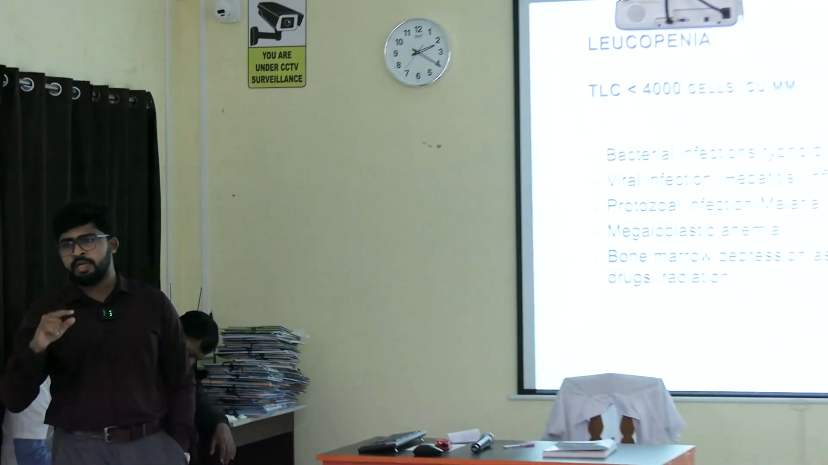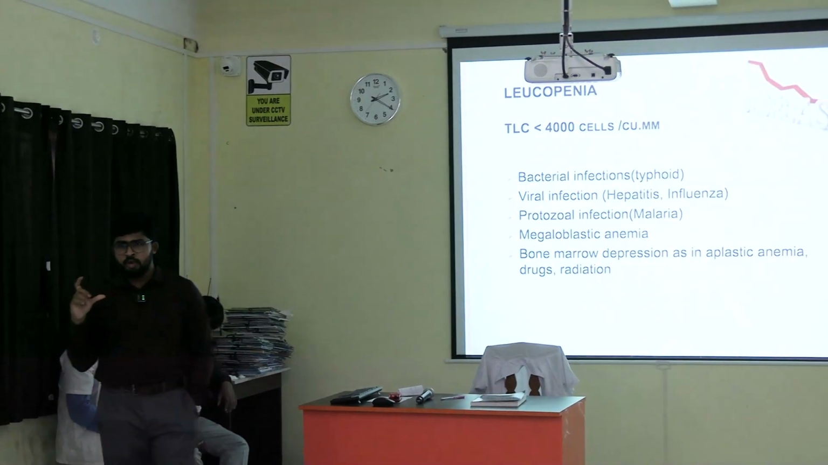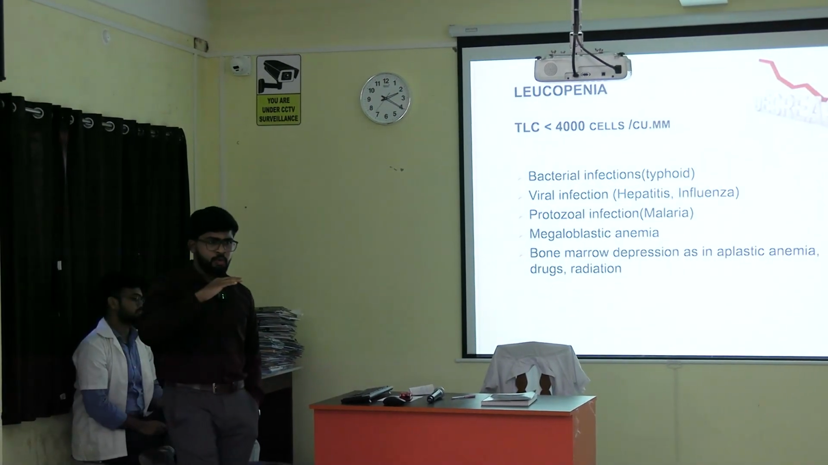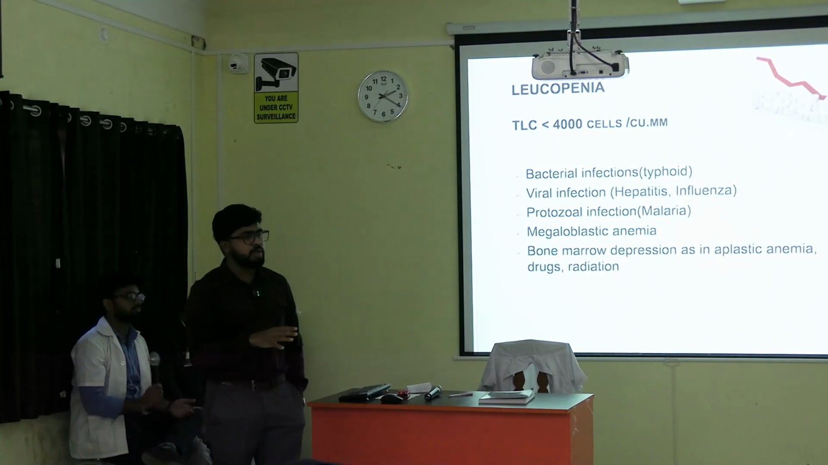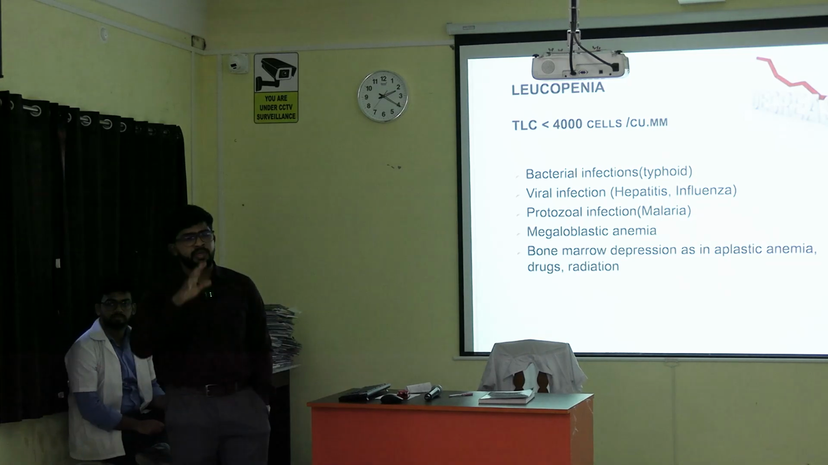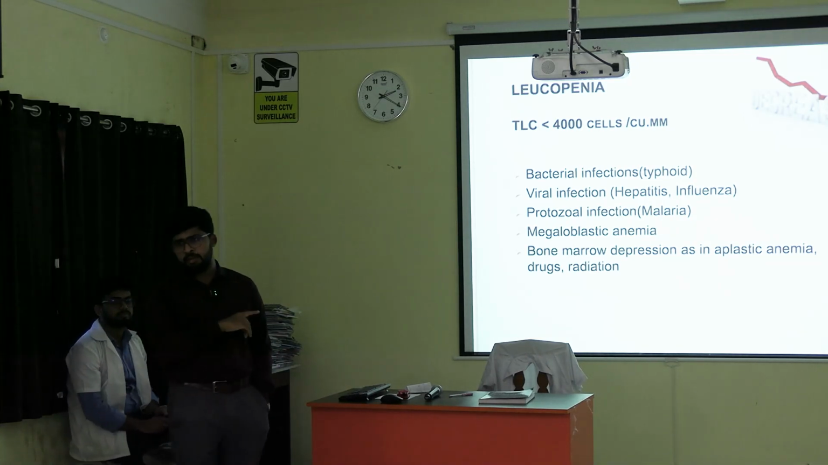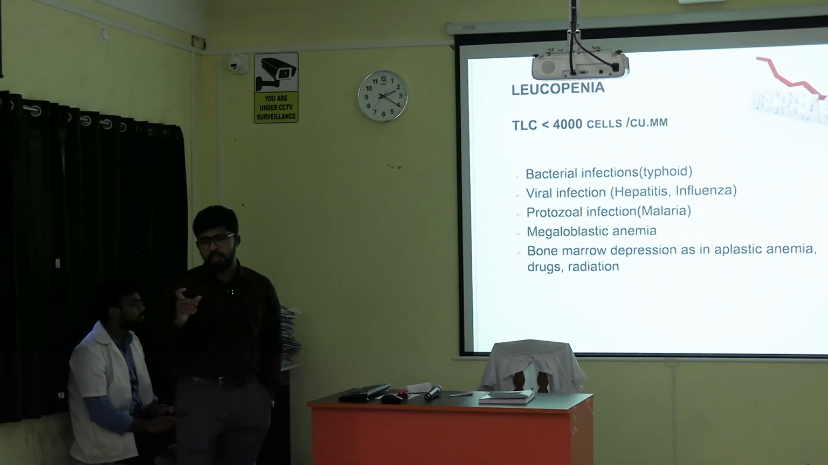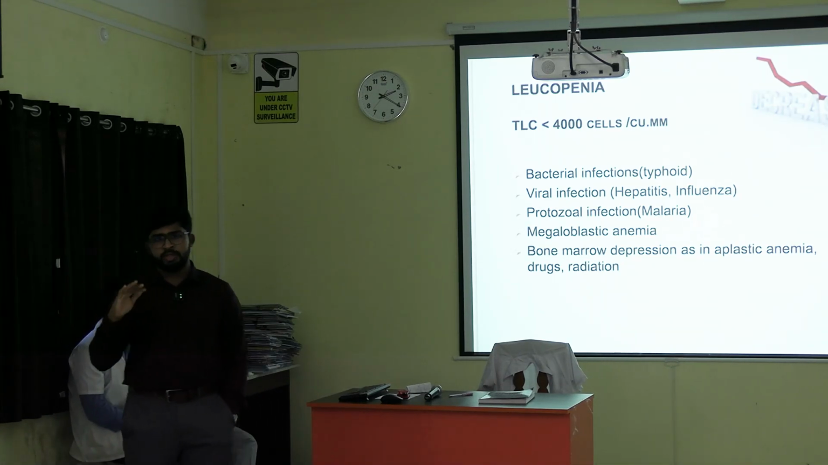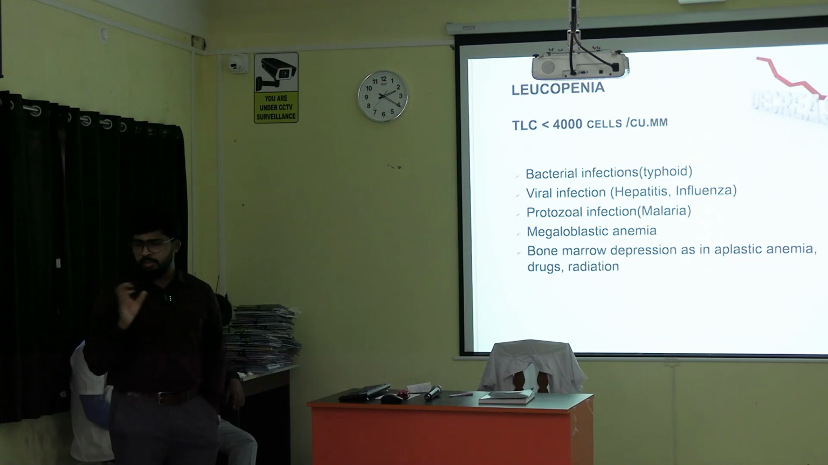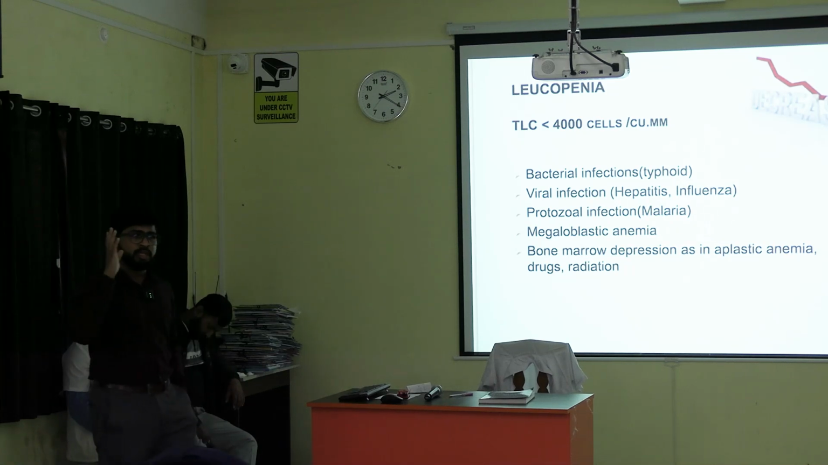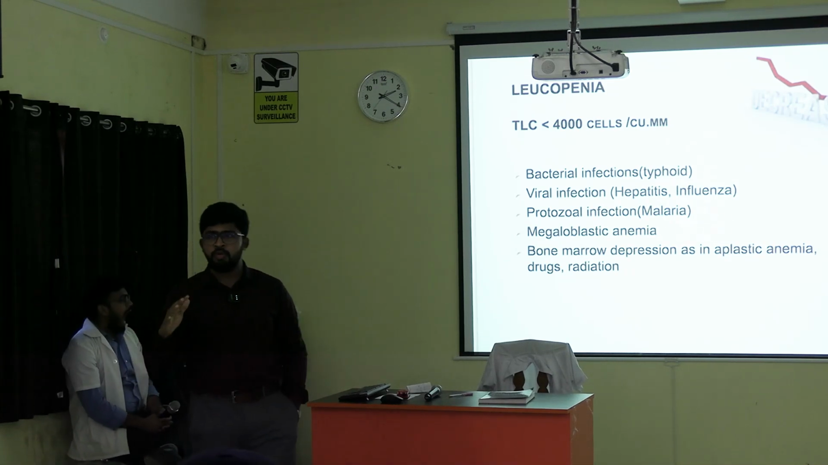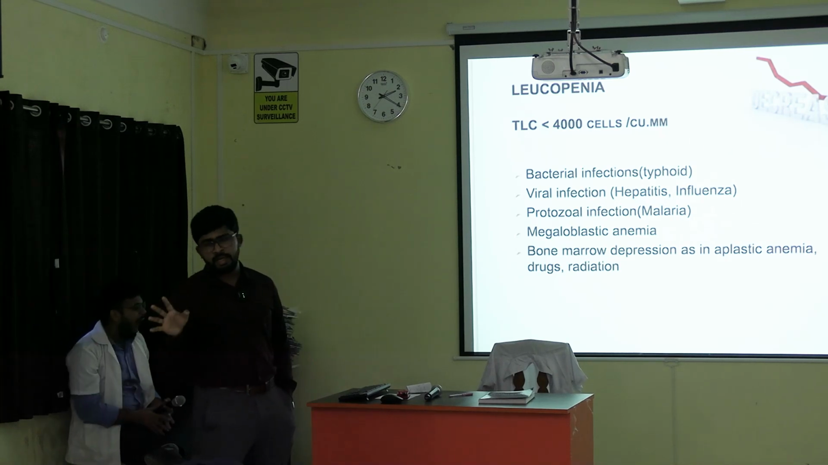Then there are some causes that lead to bone marrow depression, like aplastic anemia. Aplastic anemia is a sort of anemia where there is depression of the bone marrow that causes a reduction in the total WBC count, total RBC count, and also the platelet count. All the blood cells basically decrease in case of aplastic anemia. Then there are some drugs like chemotherapeutic agents. They cause a reduction in WBC count by depressing the bone marrow, and then there is radiation. Okay, so these are the causes of reduction in WBC count, or leukopenia. Right? Clear, everyone?